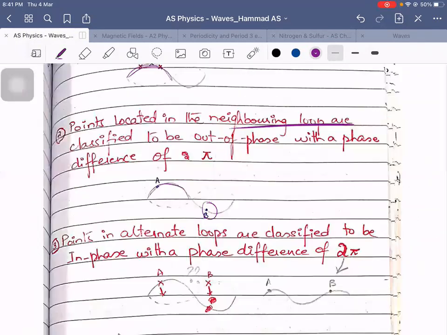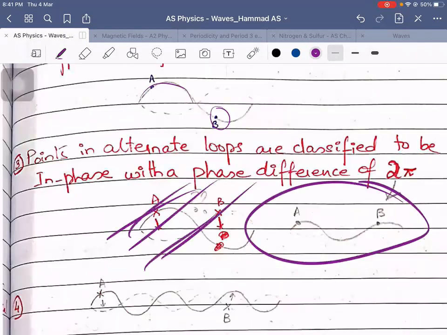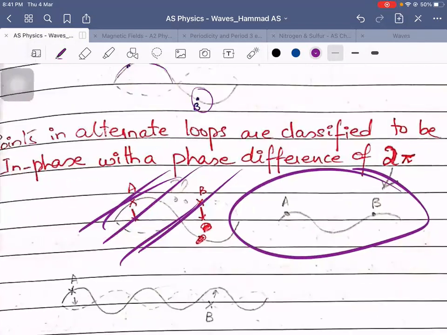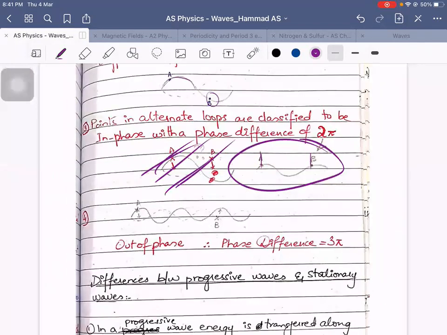Points in alternating loops, we are talking about this and not this. Points in alternating loops are classified to be in phase, having a phase difference of 2 pi. And again, out of phase, phase difference 3 pi.